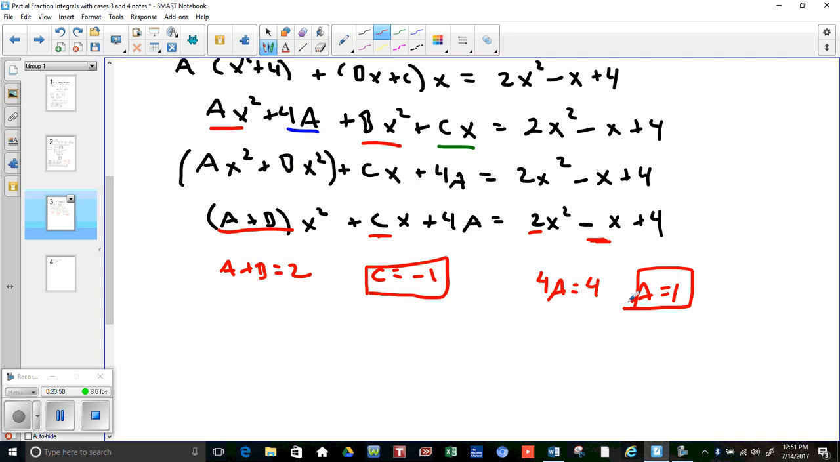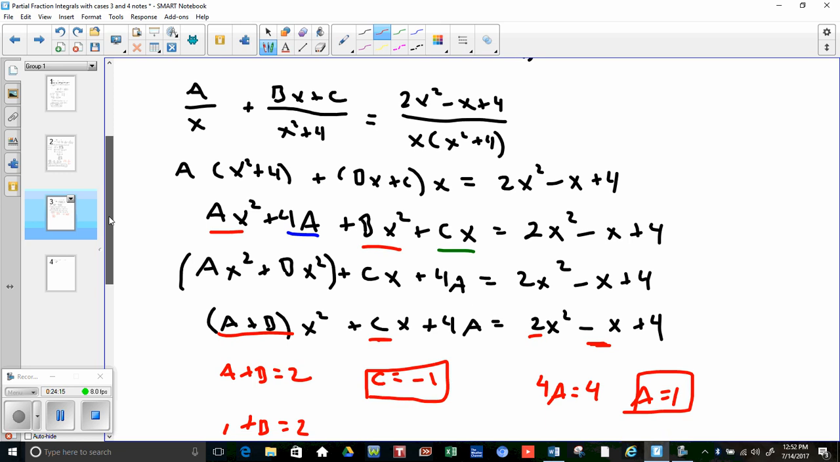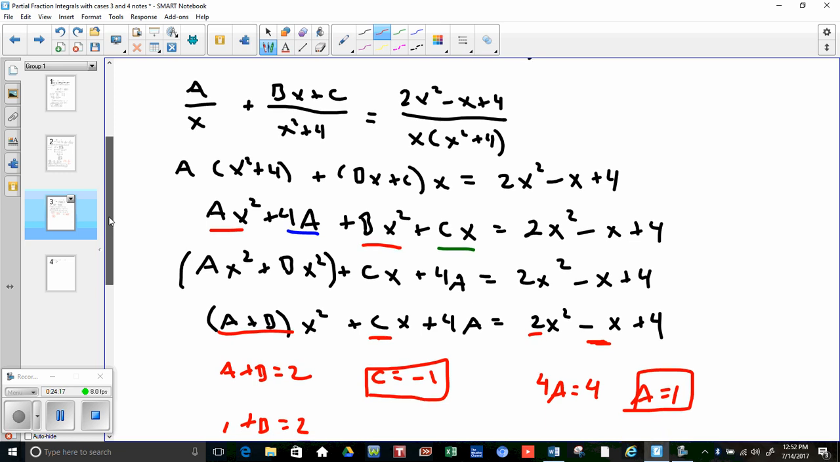Because I have a, I can use that a value to plug back in here and solve for b. So since a is 1, 1 + b = 2, subtracting 1 on both sides, b also equals 1. They don't always work out that easy, but in this case it did. So now we have our a, b, and c values. Now we can use those to go back up to this and plug those back in to figure out how to take our integral. So let's go ahead and do that.